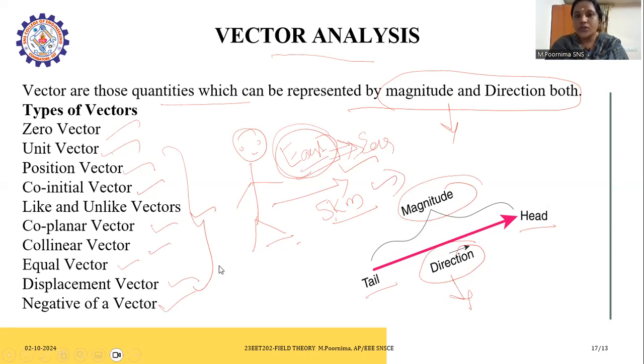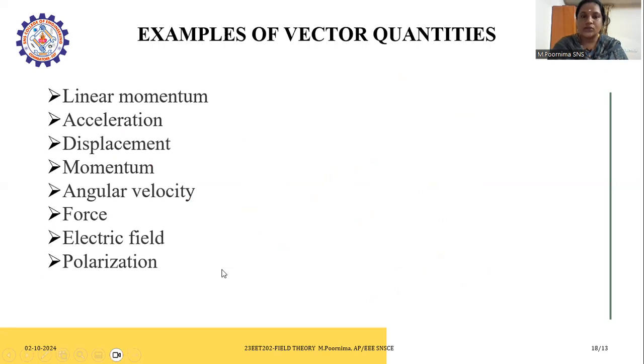Now, coming to examples of vector quantities. Here are the examples: linear momentum, acceleration, displacement, momentum, angular velocity, force, electric fields, and polarization. These are some of the examples of vector quantities.